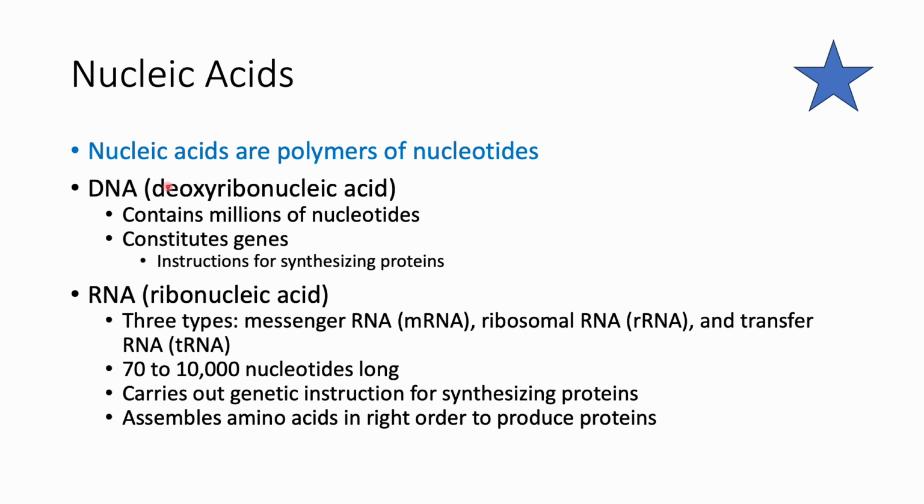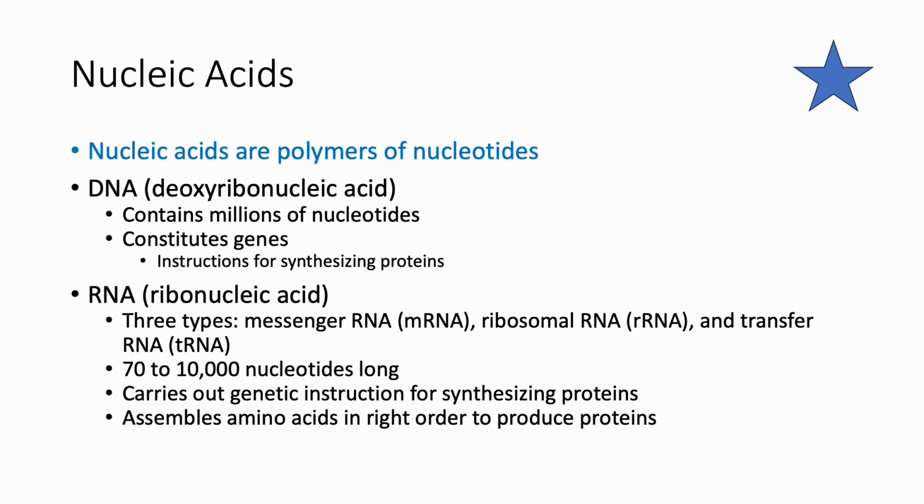DNA stands for deoxyribonucleic acid. This is your DNA, what is found in the nucleus of your cells. It consists of genes, and your genes have instructions for synthesizing proteins. So your DNA is a nucleic acid. RNA, ribonucleic acid, is also a nucleic acid, and we have 3 types of RNA: mRNA, which is messenger RNA, ribosomal RNA, and transfer RNA. It is much smaller than DNA, and it carries out genetic instruction for synthesizing proteins as well. It assembles amino acids in the right order to produce proteins. So DNA and RNA are examples of nucleic acids.